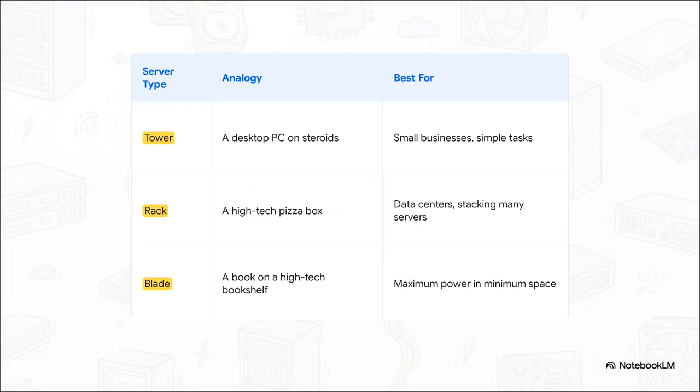We can break these down with some simple analogies. First, you've got your tower server. This is basically a desktop PC on steroids. It's perfect for a small business running simple tasks. Then there's the rack server, which looks kind of like a high-tech pizza box. It's designed to be stacked really efficiently in data centers. And finally, the blade server. Think of it like a book on a high-tech bookshelf. It's all about packing the most power you can into the smallest possible space.